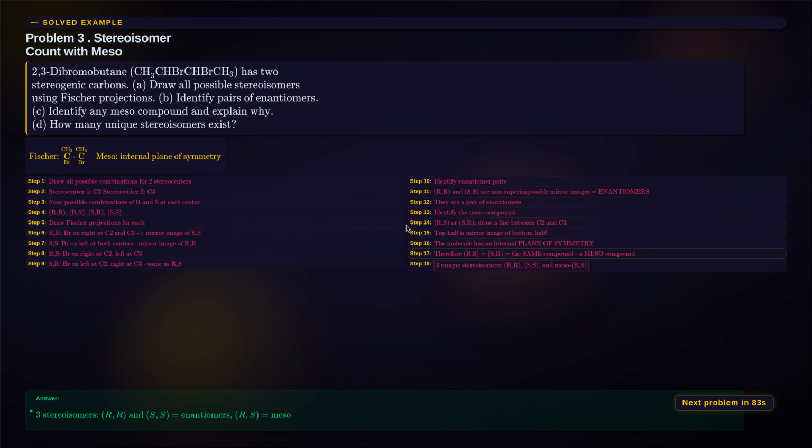So instead of 4 stereoisomers, we only have 3. The R,R enantiomer, the S,S enantiomer, and the meso compound. This is a classic example of how internal symmetry reduces the number of stereoisomers.